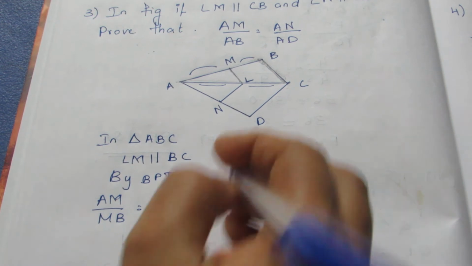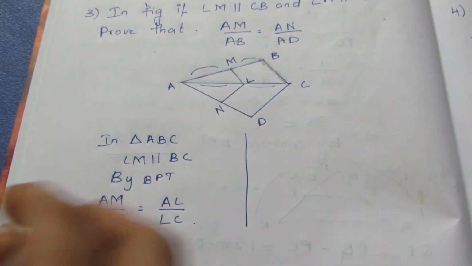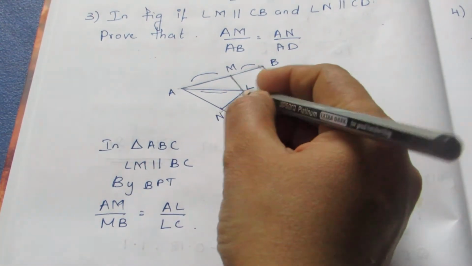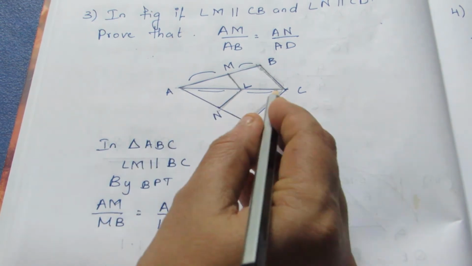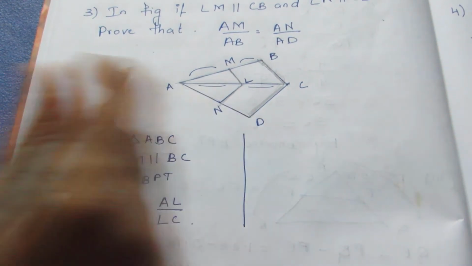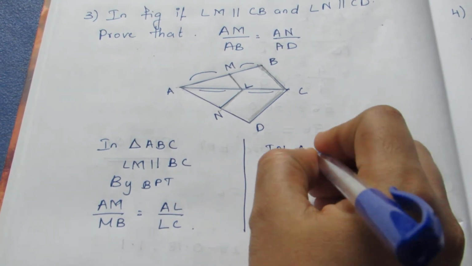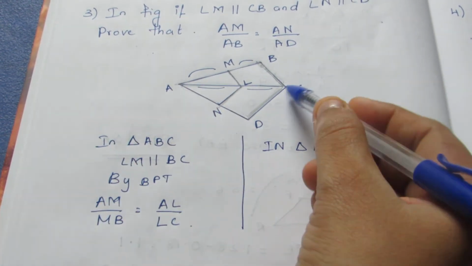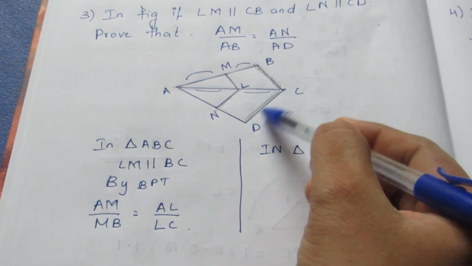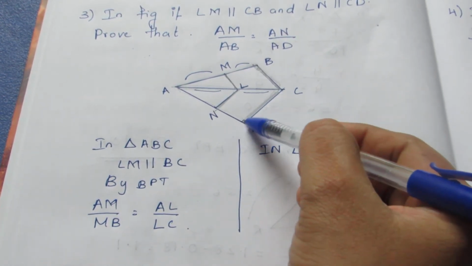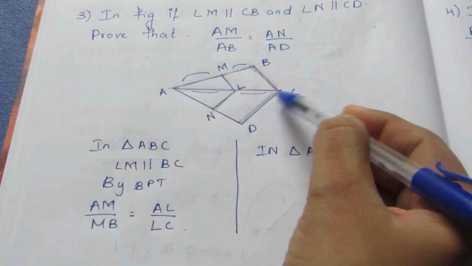Okay, let me do the other parallel. The other parallel is NL is parallel to CD. That means we are going to take this triangle. So in triangle A, always take the bigger base as the base of the triangle. The bigger length of the parallel thing will be your base of the triangle. So if I take this base, we are going to take this triangle ADC.